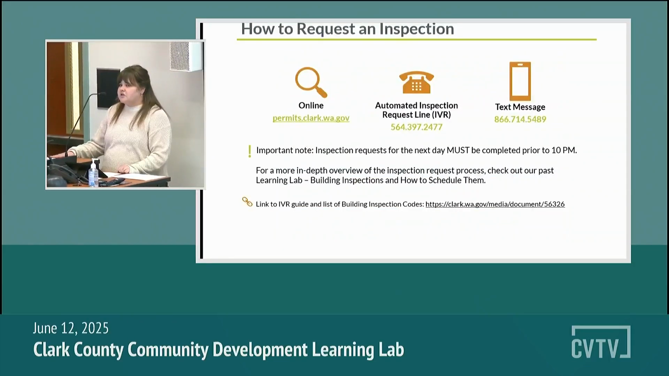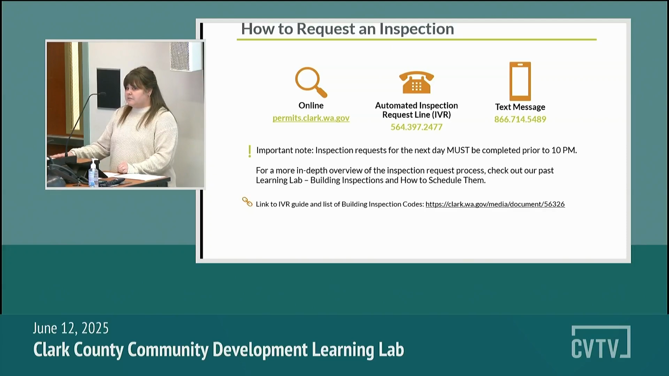So I'm briefly going to touch on the options for requesting inspections, but we did do a learning lab last year that goes over a deep overview of that process. So if you'd like more guidance on that whole process, check out that learning lab. The three options we do have for requesting inspections are online via permits.clark.wa.gov, over the phone through our automated inspection request line by calling 564-397-2477. And then we recently launched a text message option, so it's simply text the word schedule to 866-714-5489 and follow those prompts.